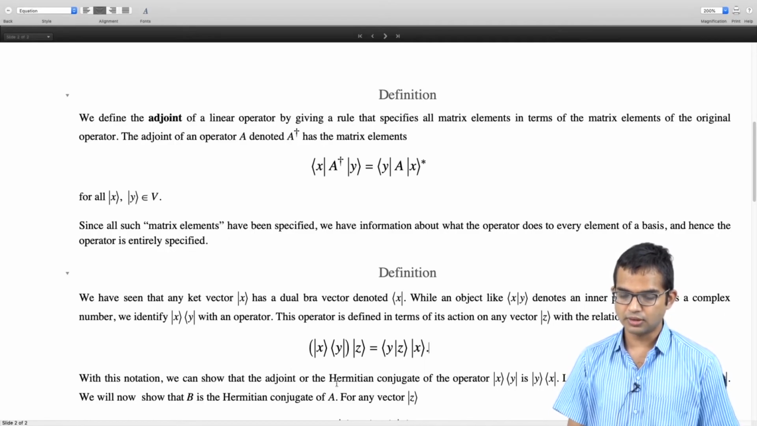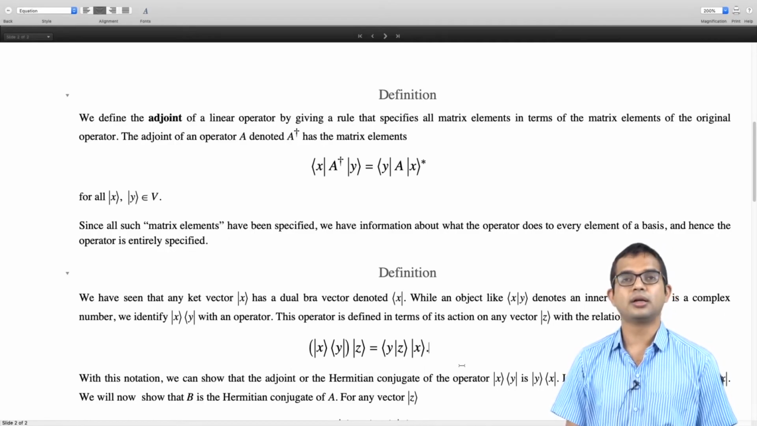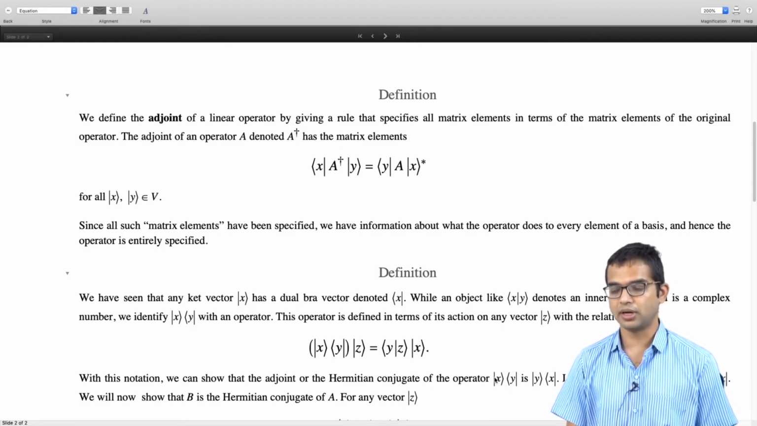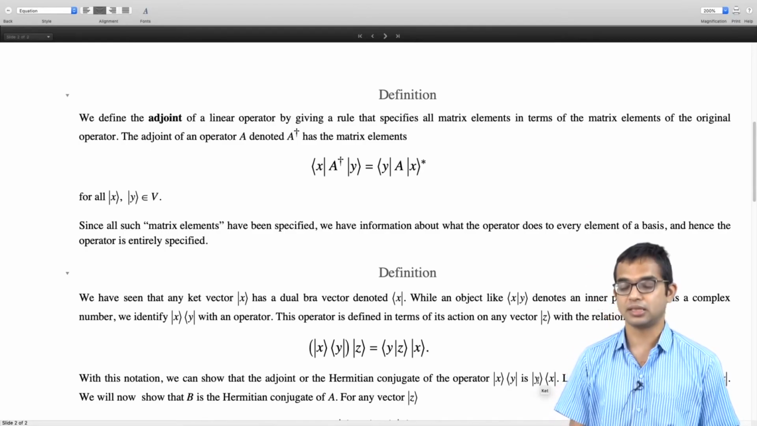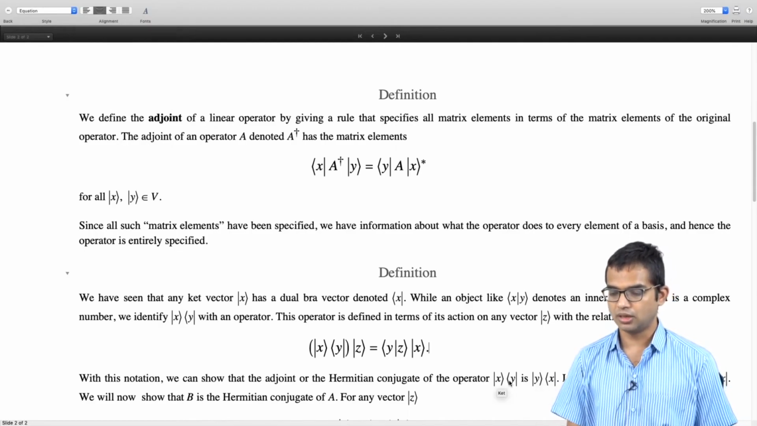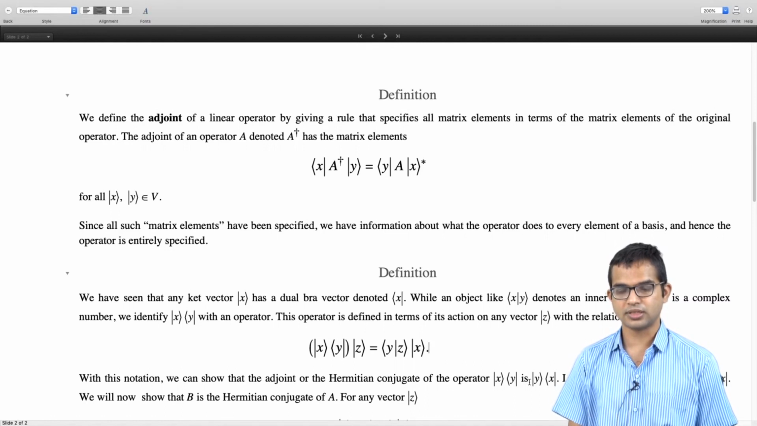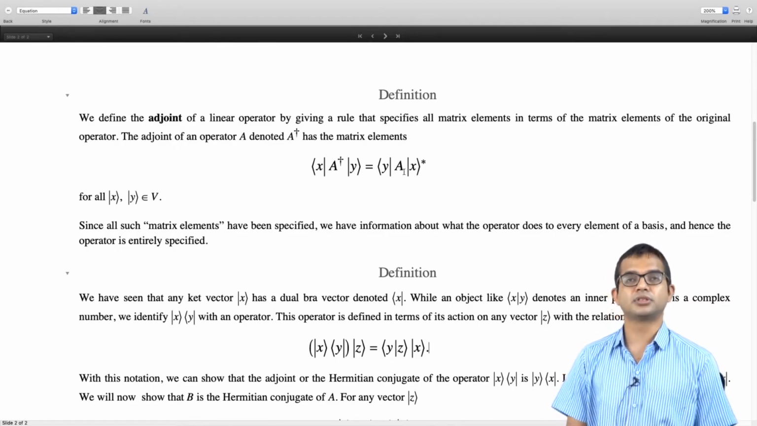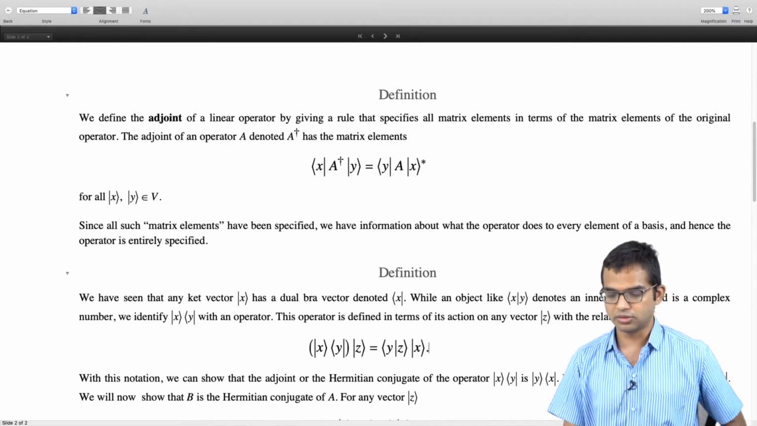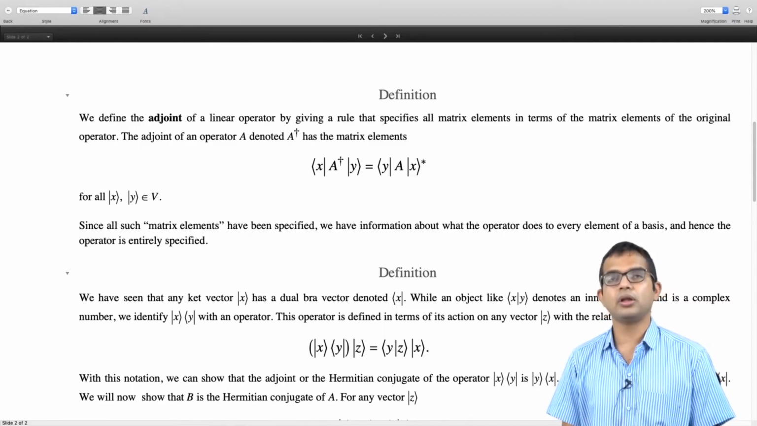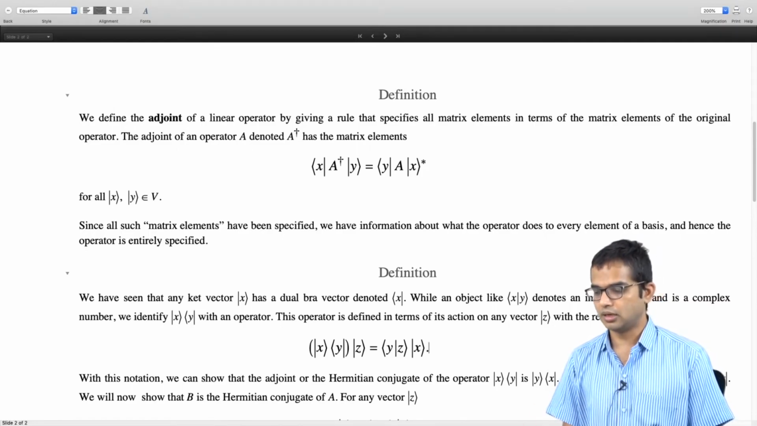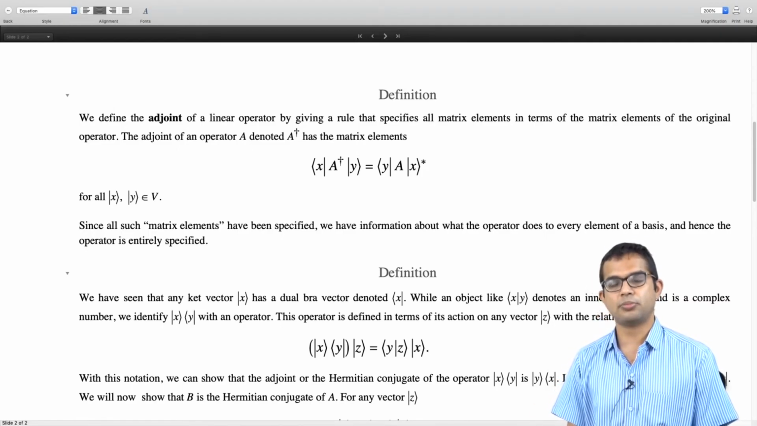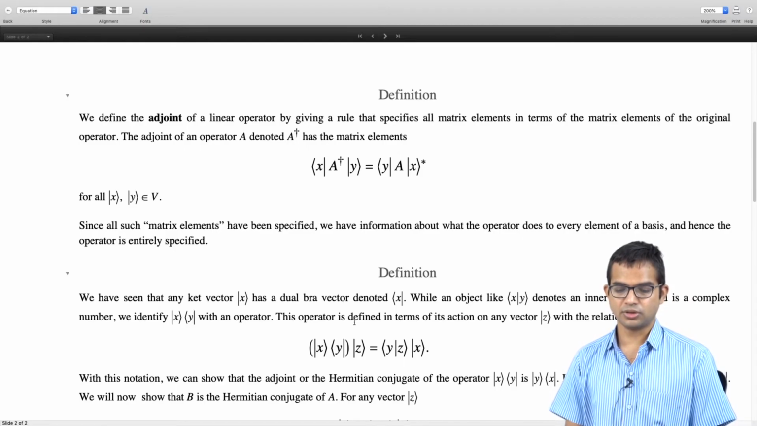With this notation, we can show that the Hermitian conjugate of the operator |x⟩⟨y| is actually the operator |y⟩⟨x|, right? If you just exchange the ket vector and the bra vector, then you get the Hermitian conjugate. So how do we see this? Let's connect it back to the definition we made for the adjoint of a linear operator, or the Hermitian conjugate. So let us call A equal to |x⟩⟨y|, and B the other operator |y⟩⟨x|, right? Now let us show that B is the Hermitian conjugate of A, right?